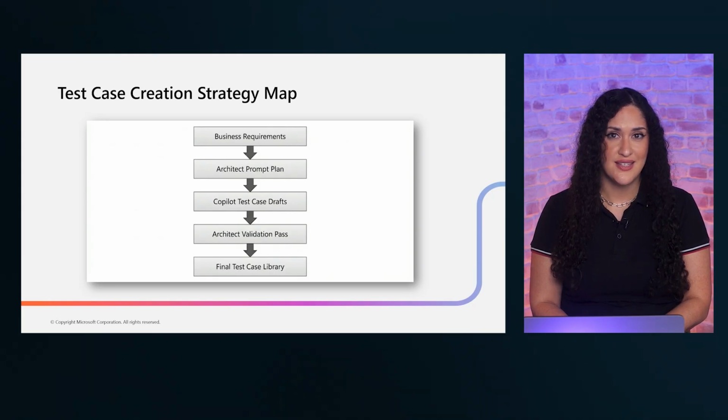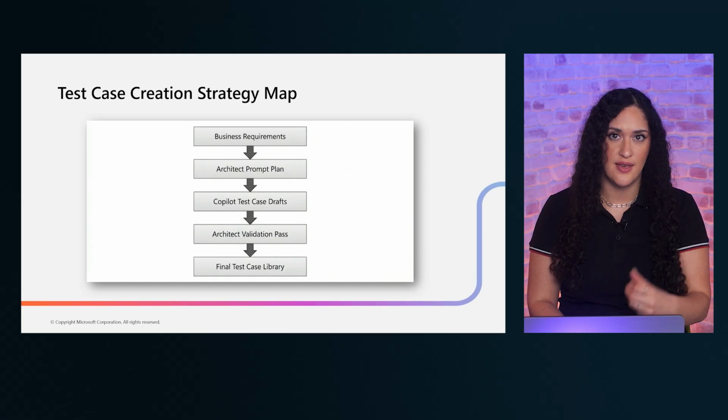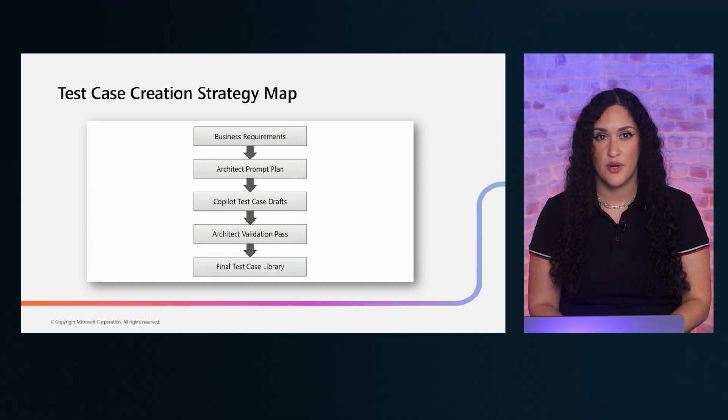Notice that the architect is the quality gate, not Copilot. Your validation pass is what transforms Copilot's drafts into enterprise-grade test cases. Never skip this step, no matter how good the initial output looks.